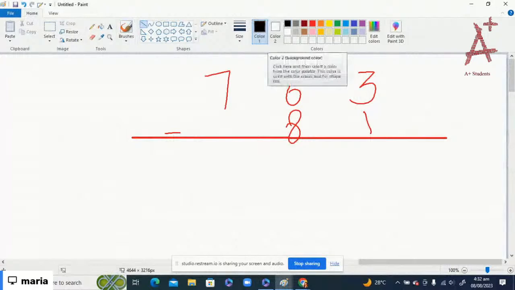Alright. Now let's subtract 3 minus 1. Is it possible? Yes, it's possible. So draw 3 lines. Subtract one line, or you remove one line with your eraser. Then 3 minus 1 is 2.